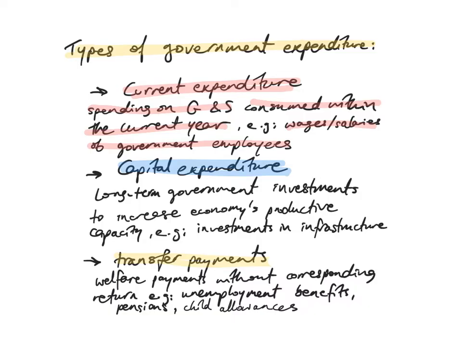Capital expenditure refers to long-term government investments that are aimed at increasing the economy's productive capacity. Whenever the government invests in infrastructure, building a new road, a new highway, a new airport, this is part of the government's capital expenditure. Governments also spend money on transfer payments. These are welfare payments that are made without a corresponding exchange of a good or a service. For example, unemployment benefits to the unemployed, pensions to the elderly, child allowances to single parents. These are the main types of government expenditure: current expenditure, capital expenditure, or transfer payments.